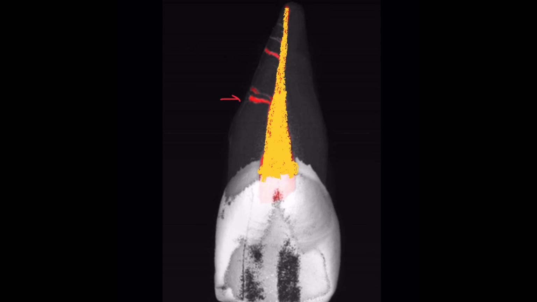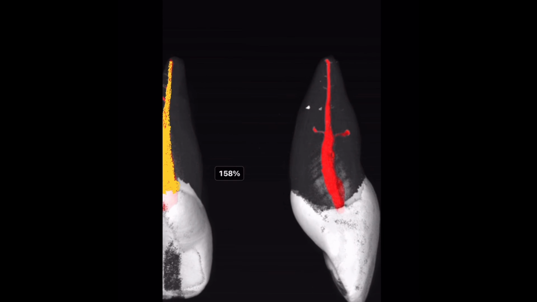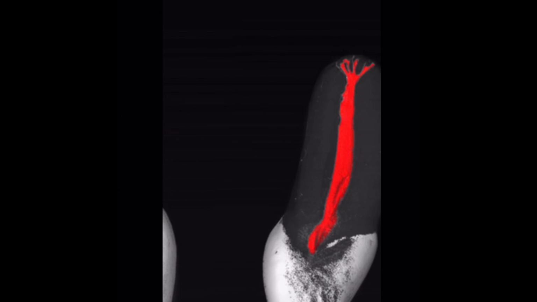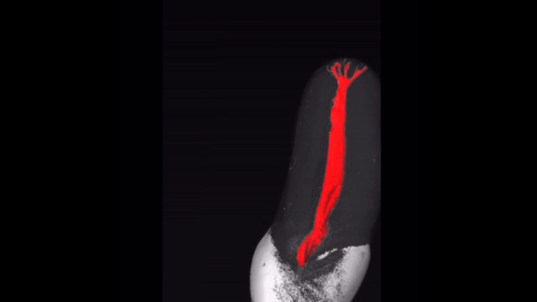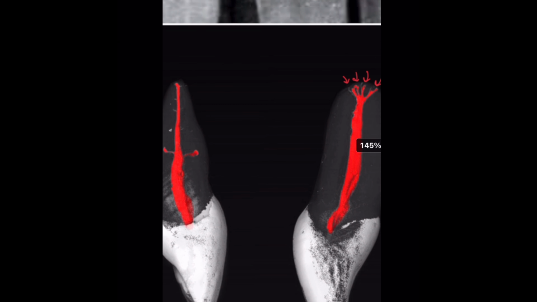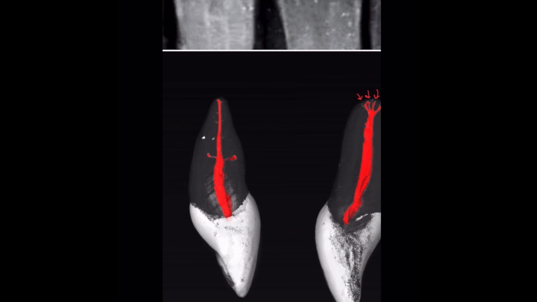So the best way to clean is by using irrigants like sodium hypochlorite and EDTA and activating them with sonic or ultrasonic devices. That way we can ensure that we have cleared the apical ramifications and the lateral canals, and we can at least give a little guarantee that our root canal is going to be successful.